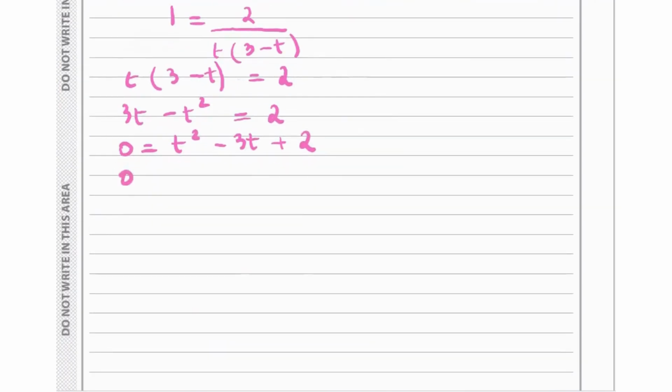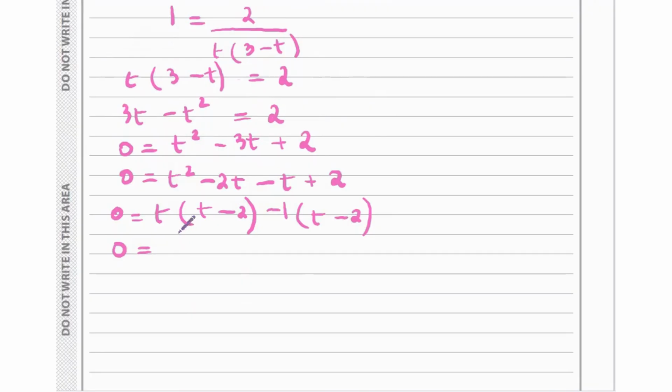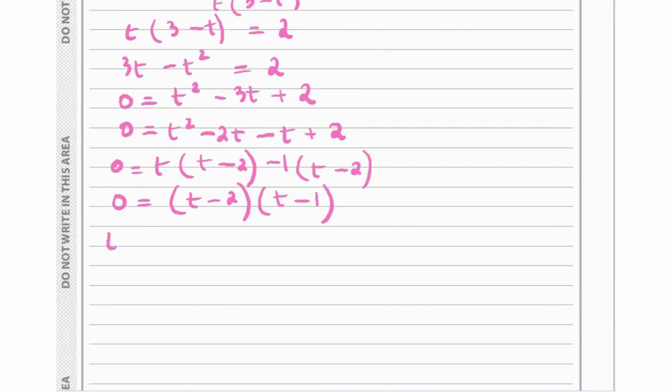Now we factorize this. T square minus 2t minus t plus 2. T bracket t minus 2 minus 1 bracket t minus 2. T minus 2 times t minus 1. T equals 2 and t equals 1. So b is 2 and a is 1. These are your values.